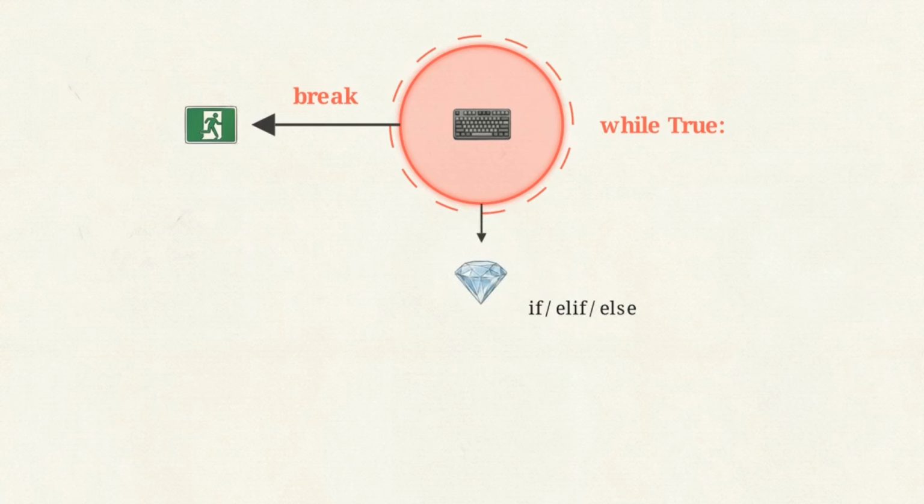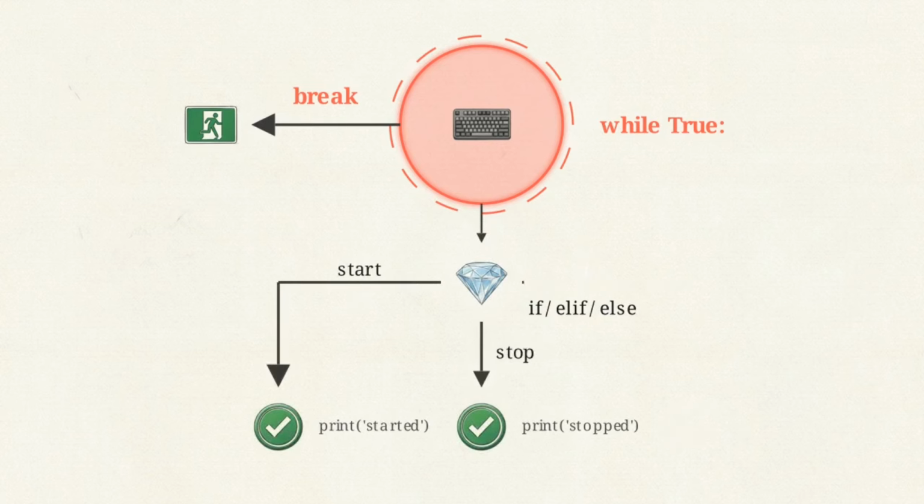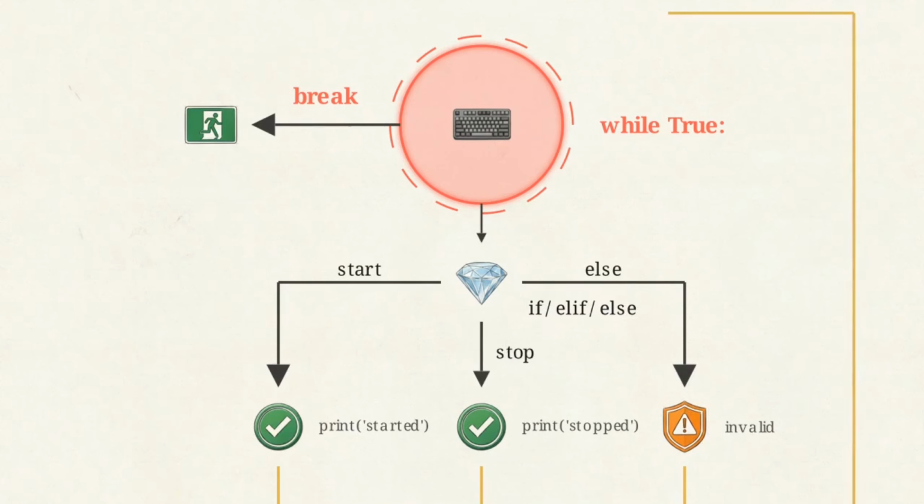Without a way out, an infinite loop locks up the terminal. We map quit to a break statement as an emergency exit. Next, we use an if, elif, else block. Start and stop trigger print statements, while invalid commands funnel back to the prompt.